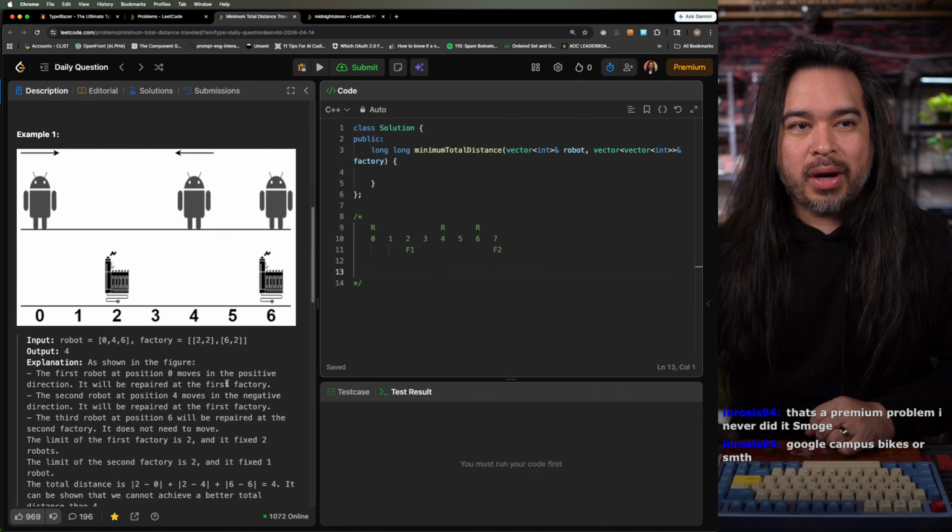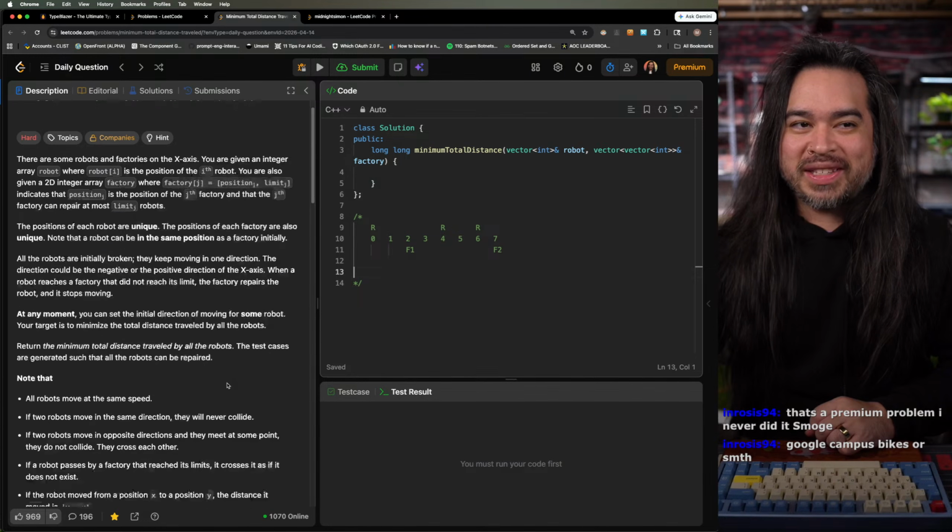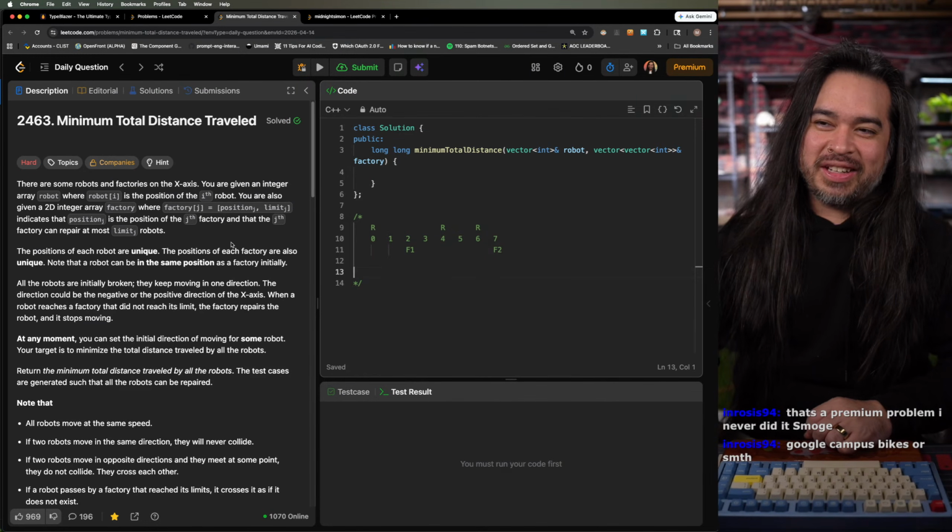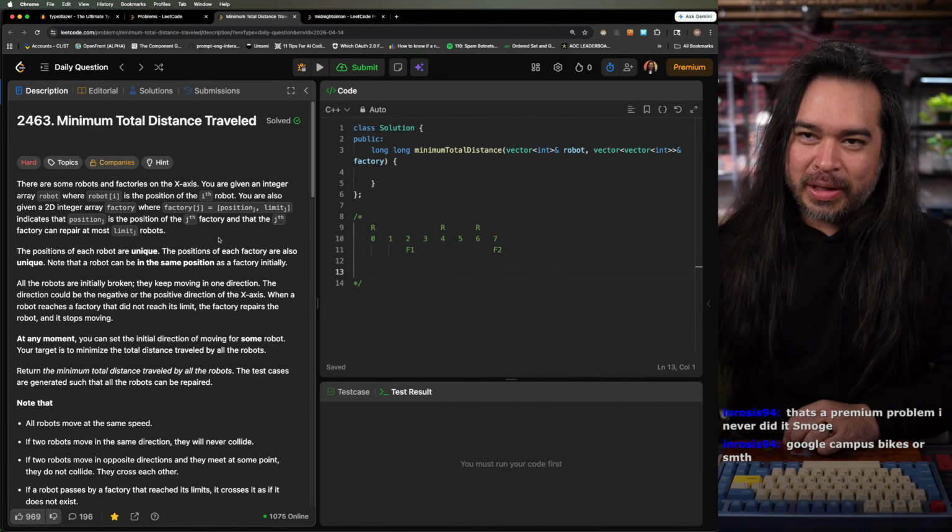That's a premium problem. Google Campus Bikes, yeah, that's the one. I did it a long time ago. I don't remember how you do that.